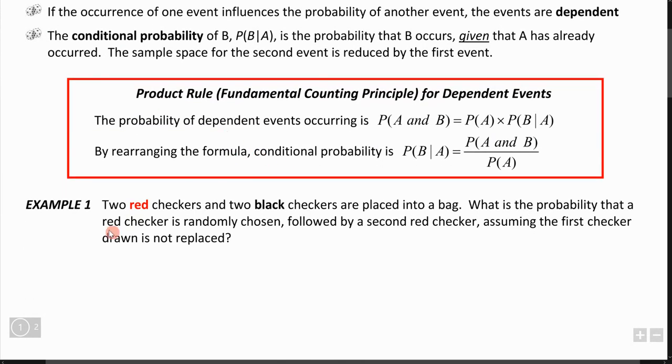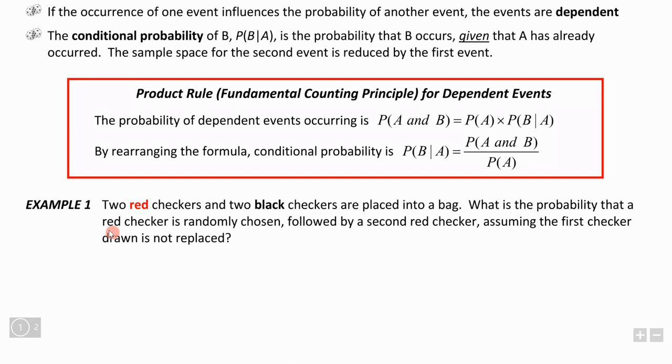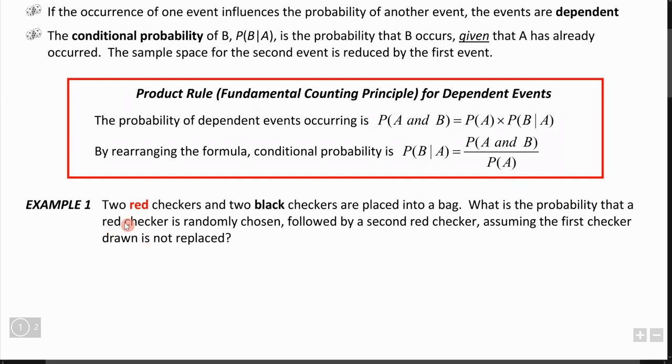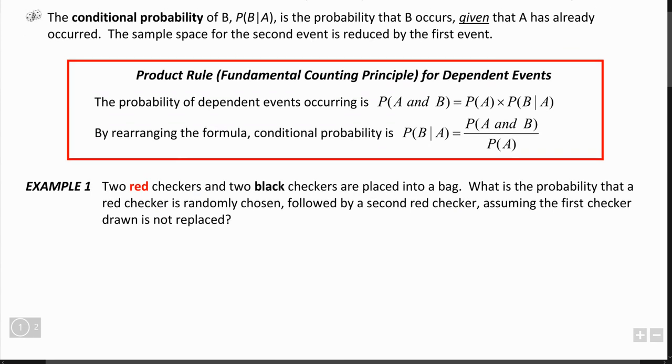So the first example. 2 red checkers and 2 black checkers are placed into a bag. What is the probability that a red checker is randomly chosen, followed by a second red checker, assuming the first checker drawn is not replaced? And this idea of not replacing something, that is really key here in dependent probability. The reason why is because it changes the outcomes for the second event.